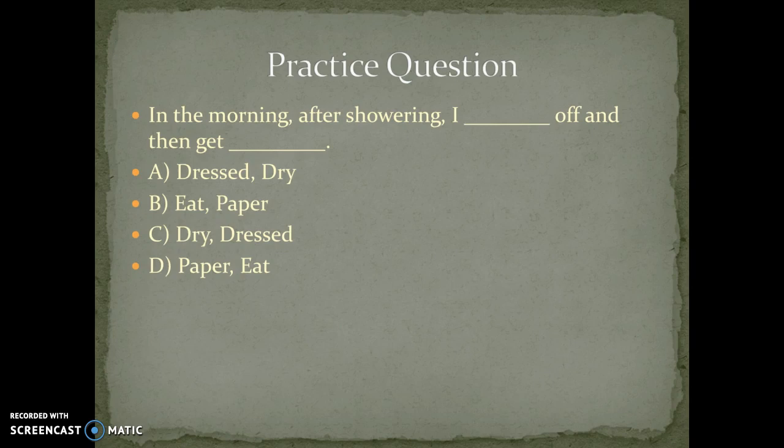And you'll notice that there is A and C, which have the same words. They are just backwards. So there's dressed and dry, and then dry and dressed. So I want to show you this because it is important in showing the order as well. It's not enough just to get the right words. You have to put them in the correct order for the blanks. And so in this case, C would be the correct answer because first dry and then dressed goes into the sentence. And so that is the correct order.